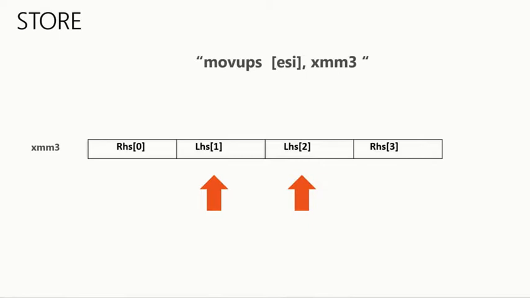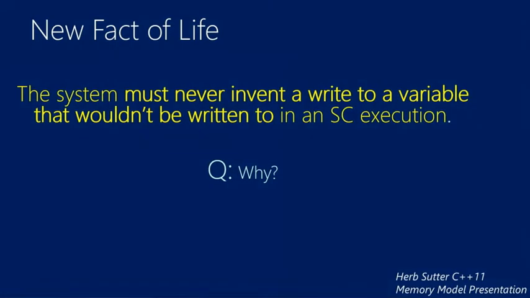And we really, really wanted to do this. We had the code written to do this, and it looked really fast, and it was glorious. But, I stole this from Herb Sutter's slide deck, right? New fact of life, it's a multi-core universe, right? The system or the compiler must never invent a write to a variable that wouldn't be written to in a sequentially consistent execution. Anybody know why? Anybody want to venture why you don't want the compiler introducing stores where there were no stores before, even if you're storing back the old values?